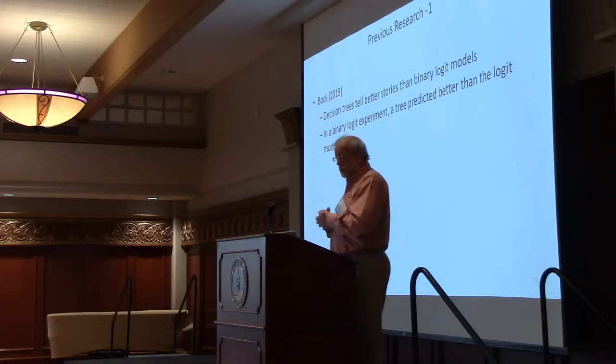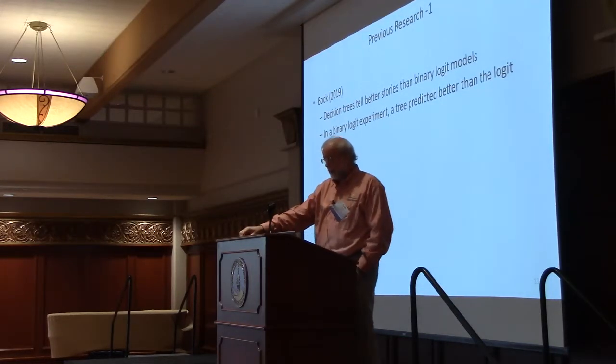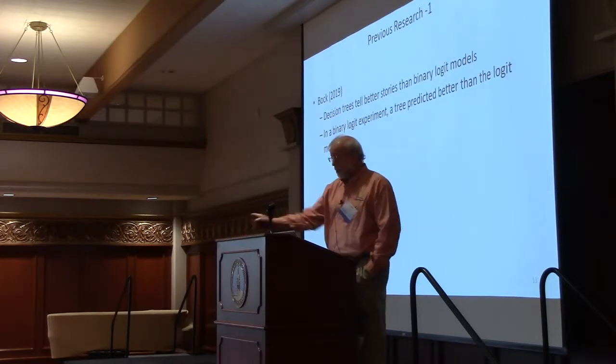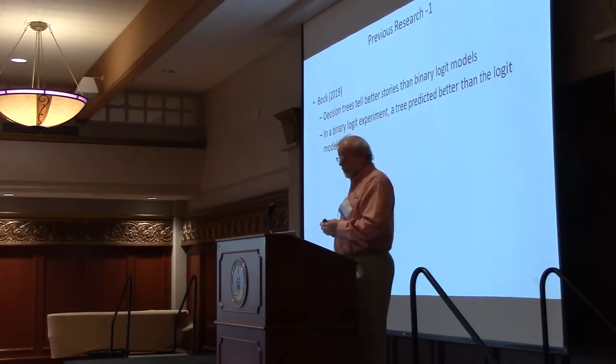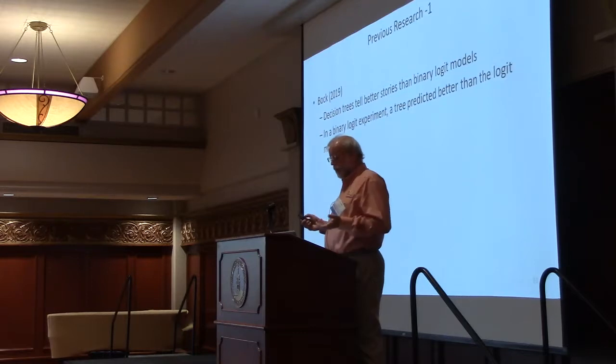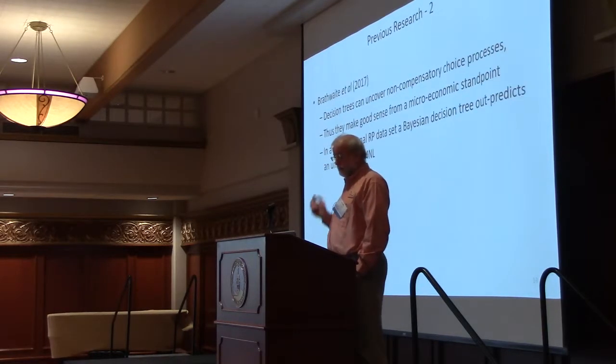So when I went and looked at the literature, I found that recently other people have been applying trees to choice models. There's a paper by Bach in 2019 where he says decision trees tell better stories than binary logit models. And in one particular experiment that he looked at, the tree predicted better than the logit model.